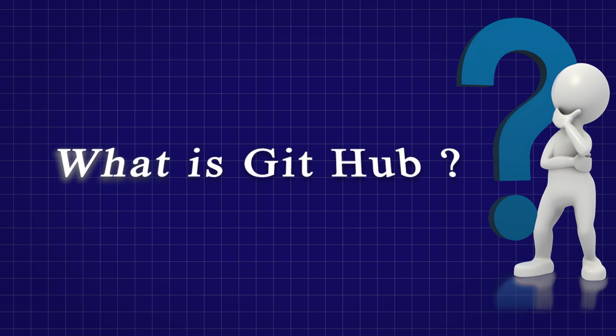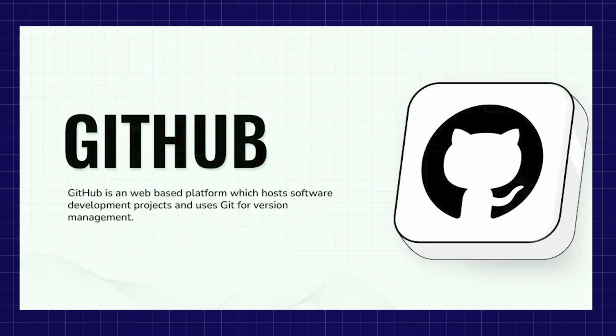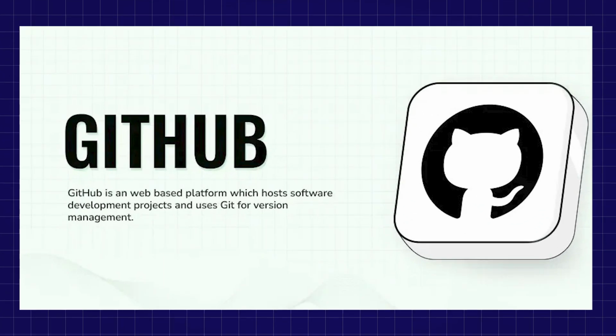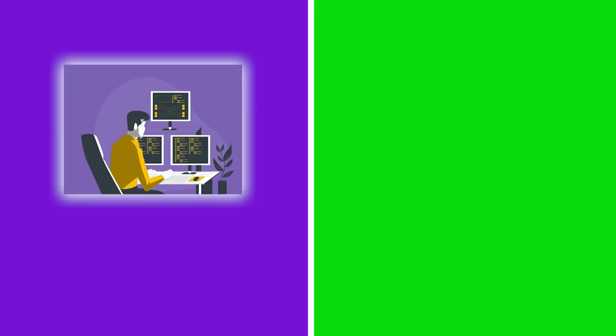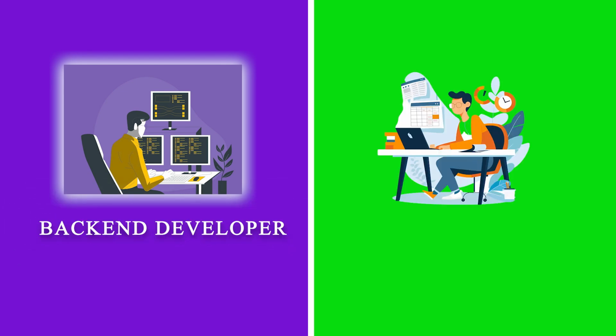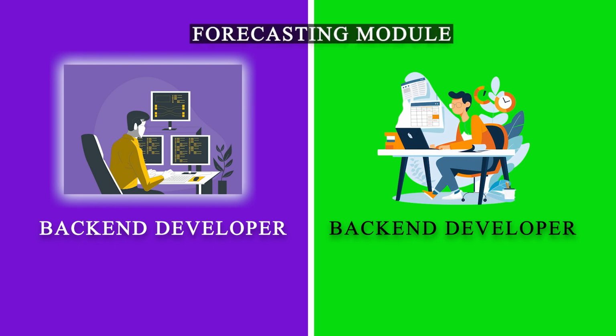Okay, first of all, what is the use of GitHub? GitHub is a version control system where we find many uses in developing any software or any project. For example, if you are working in a software company, let us think that your role is a backend developer. For example, there are 4 backend developers working on the same project. For example, let's think you are working on a forecasting module.